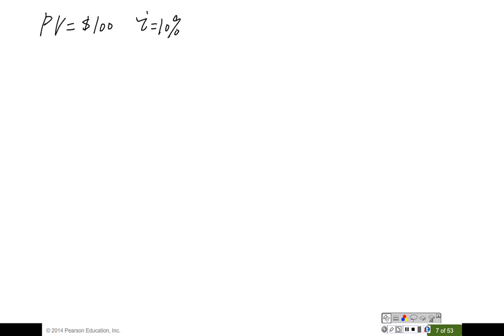10%, and you leave the money there for 3 years. So the number of years is 3. So here comes the question: how much are you going to have after 3 years? How much are you going to have in your account? That's the future value.